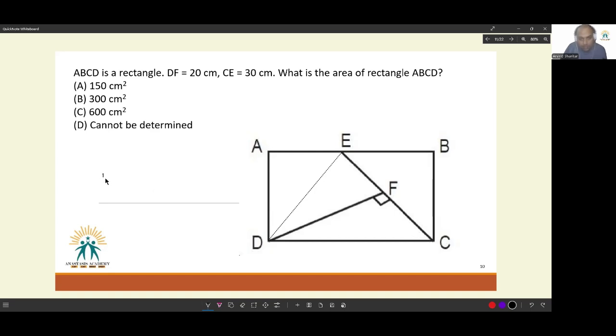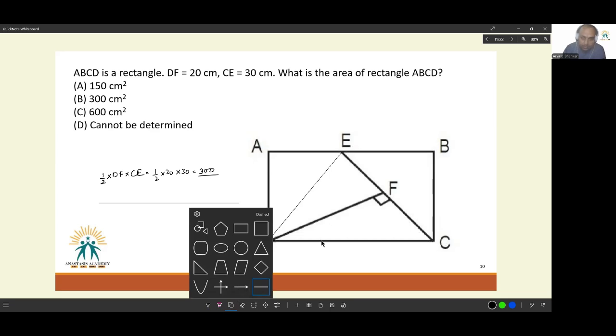Area of DEC will be half into DF into CE, which is equal to half into 20 into 30, which should be equal to 300. Now, DEC is also a triangle between two parallel sides of a rectangle.